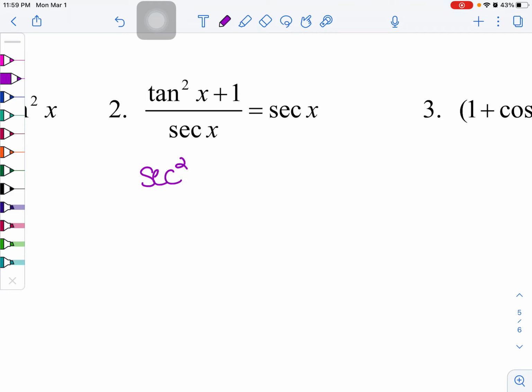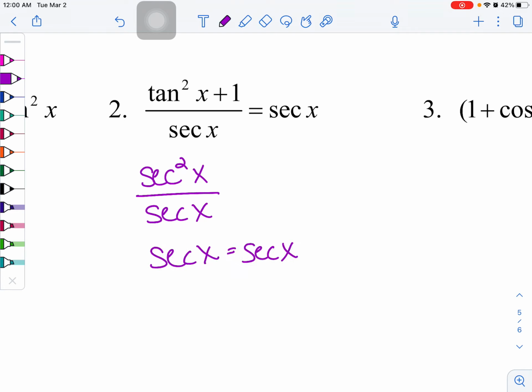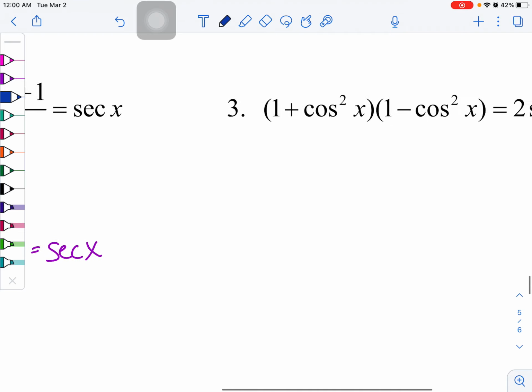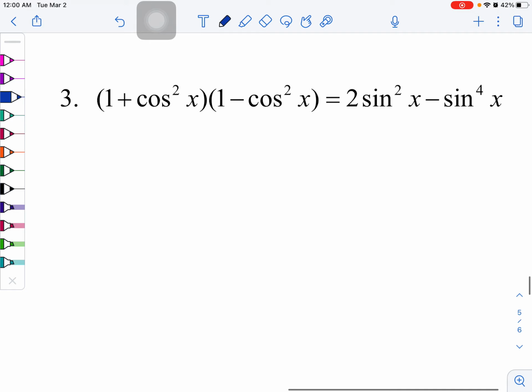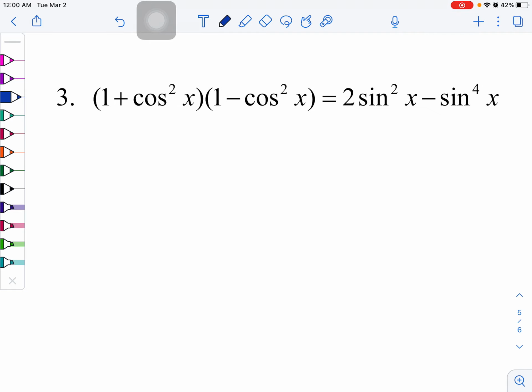Let me slide on over to number 2 here. So let's see, tangent squared x plus 1 is really secant squared x over secant of x. So one of those secants will completely divide out, leaving secant of x is equal to secant of x. So number 2 is now done. Slide on over to number 3 here.